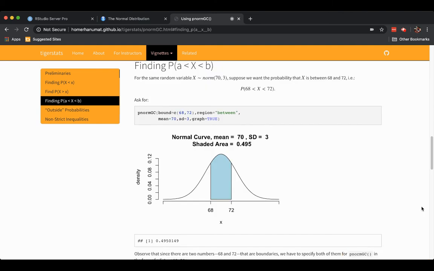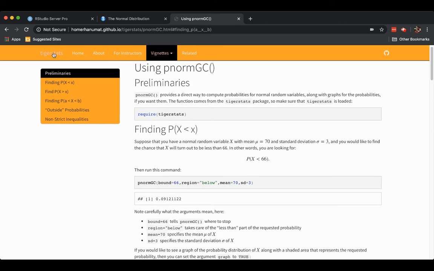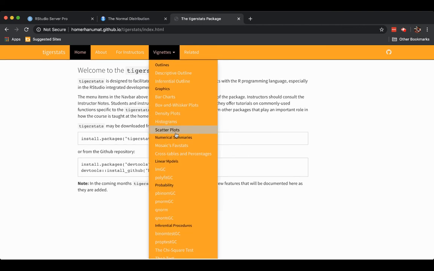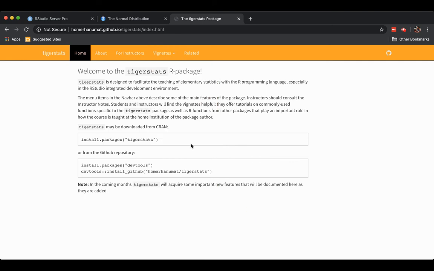I'll take my face away. In general, if I just go here to TigerStats, I'm going to the home page of this package: homerhanamat.github.io/TigerStats. And you'll come to this web page, and if you look under vignettes here, you'll actually get some tutorials on how to use a lot of the R functions that we use in this course. So we'll be coming to this web page every so often. You might want to bookmark this page.